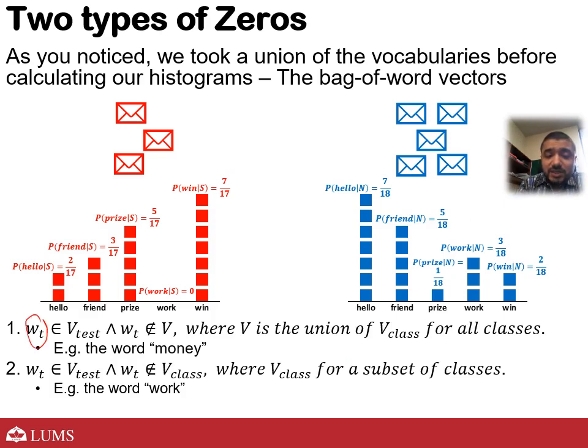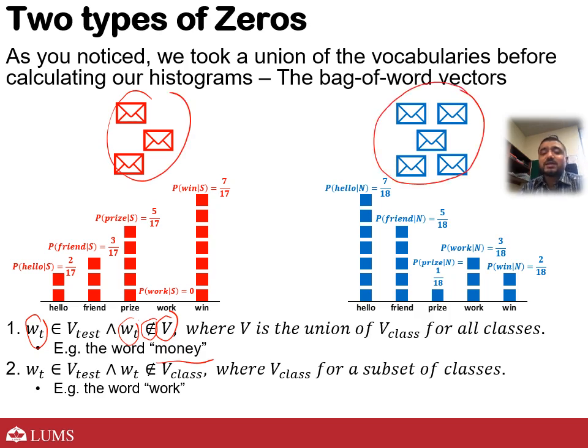The word WT belongs to the test vocabulary, and the word WT does not belong to the vocabulary of your training data. जो आपने ट्रेनिंग से vocabulary बनाई थी उसमें word नहीं है, लेकिन आपके टेस्ट डेटा में एक नया word आ गया. So where is the union of all of the classes, the vocabulary of all of the classes. For example, the word money, ना वो इसमें स्पैम में कहीं था आपकी ट्रेनिंग के वक्त, और ना वो नॉट स्पैम में कहीं था, यानी एक नया वर्ड जो आपने इससे पहले कभी देखा ही नहीं है. इनको हम आउट ऑफ वोकैबुलरी वर्ड्स या OOVs कहते हैं.